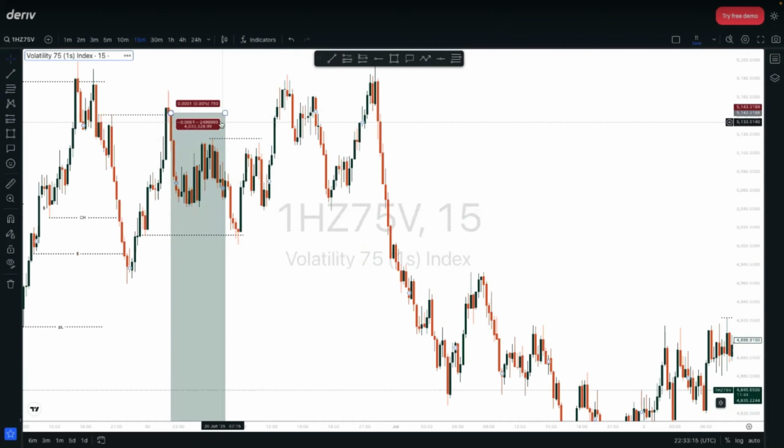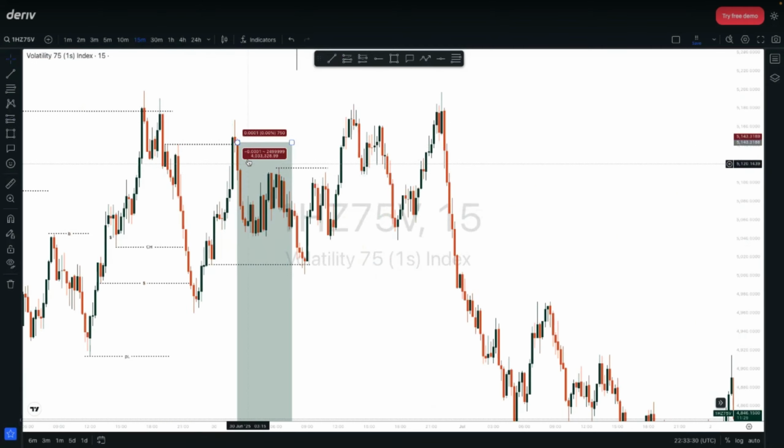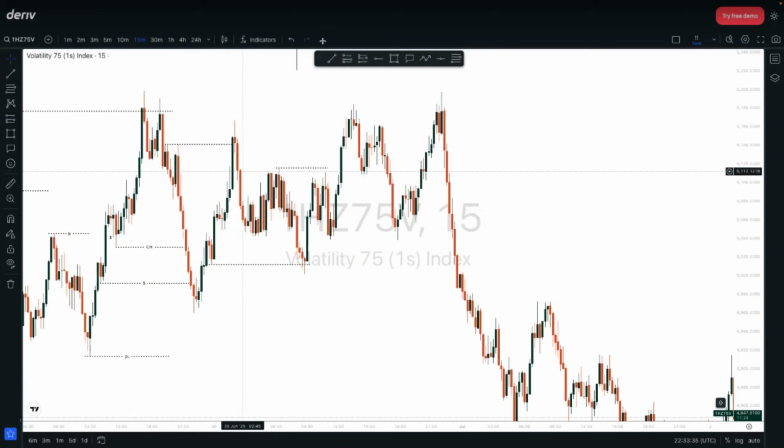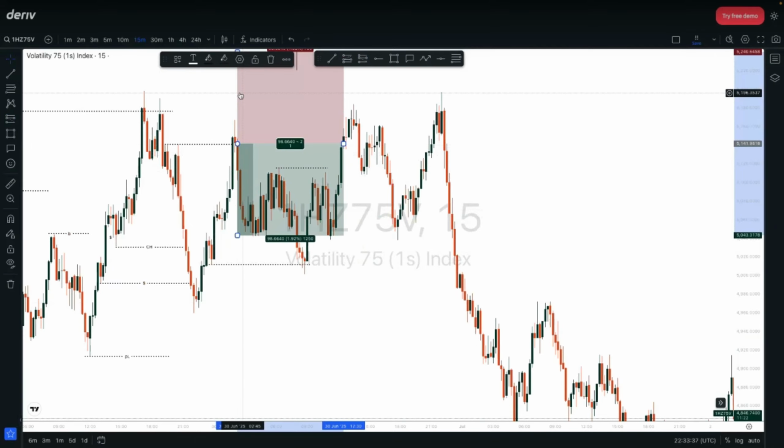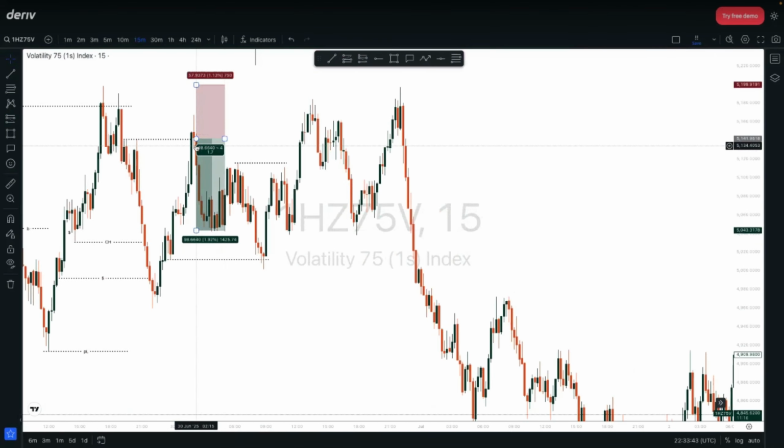Allow it to do what it wants to do and then get involved. You have gotten into a trade, just let it cook. Just let it do what it wants to do. Okay, so let me delete that. So originally for this trade down, I would have been in here. Based on the 15 minutes, I would have gotten involved in this trade.